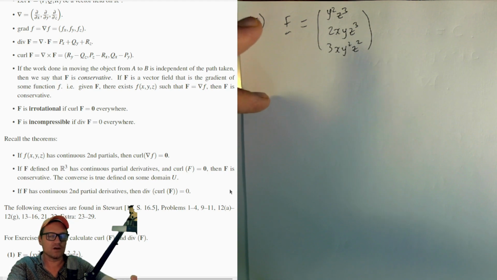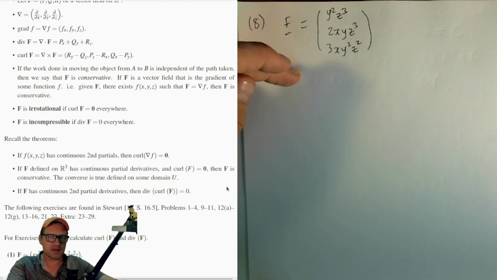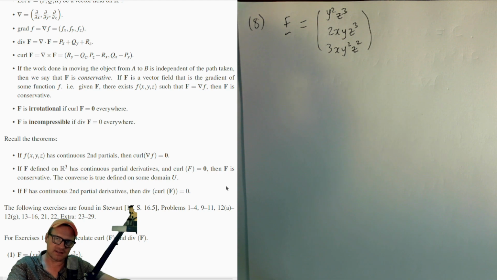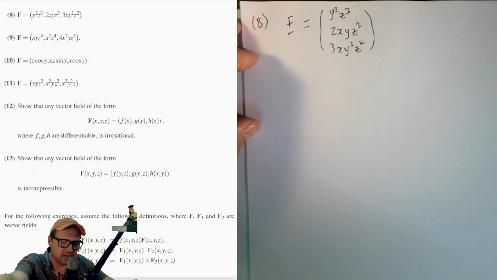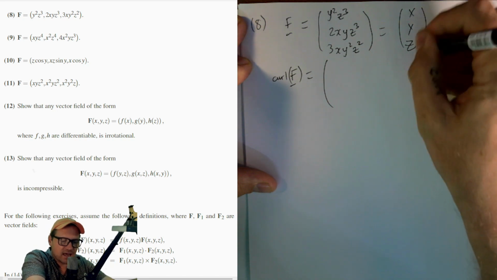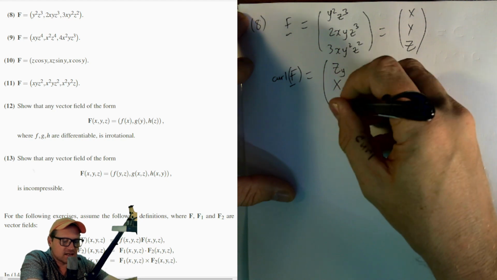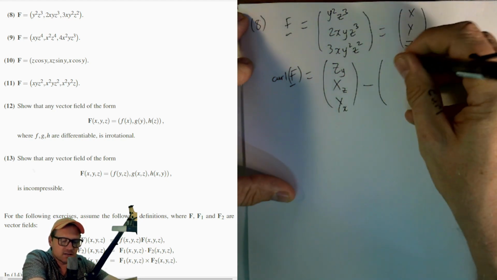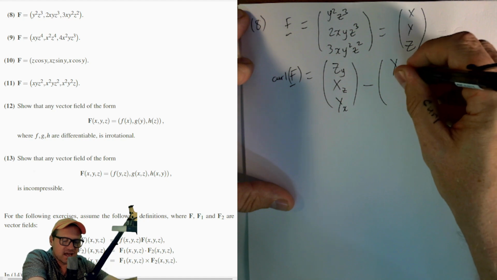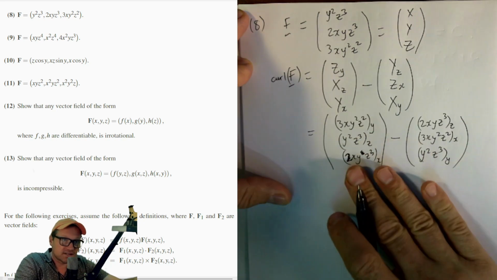Okay, so what we need to do here is calculate the curl of this vector field F. If we get 0, then F is conservative, and hence we can find a scalar function lowercase f such that the vector field F is grad of the scalar field f. Okay, so calculating curl of F, calling this uppercase X, uppercase Y, and uppercase Z. So curl of F is given by (Z sub y minus Y sub z, X sub z minus Z sub x, Y sub x minus X sub y). Okay, so I've copied those out.